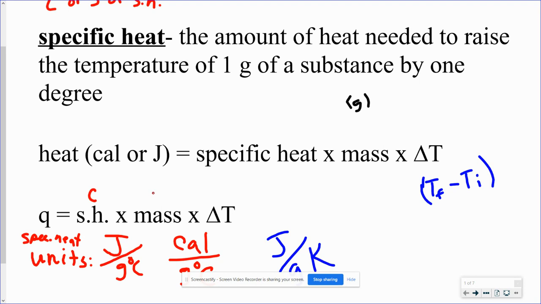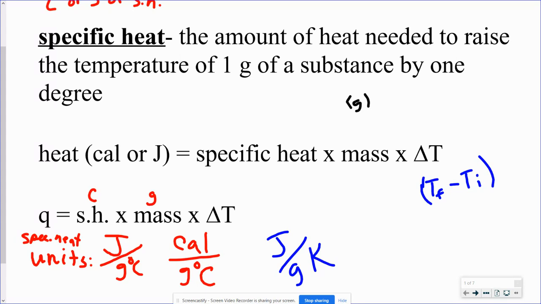And mass has to be in grams, and the change in temperature, it really doesn't matter if it's Celsius or Kelvin, because it's a change in temperature. Okay, so one or the other. Okay, so Q equals specific heat times mass times change in temperature. That's the equation we're going to be using.